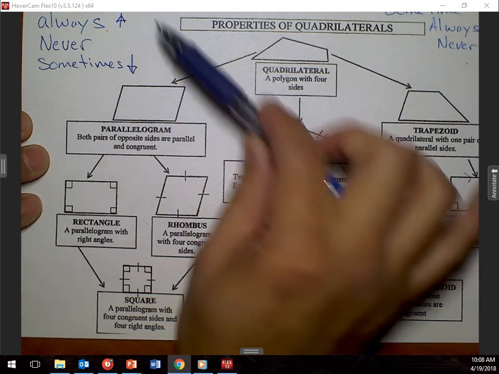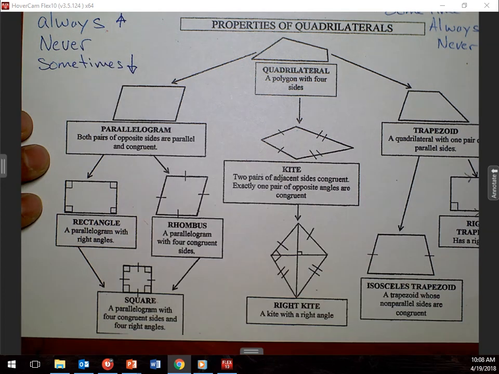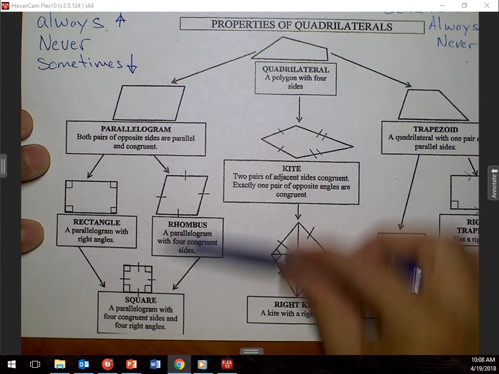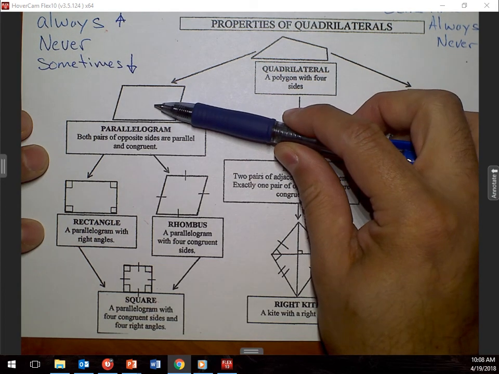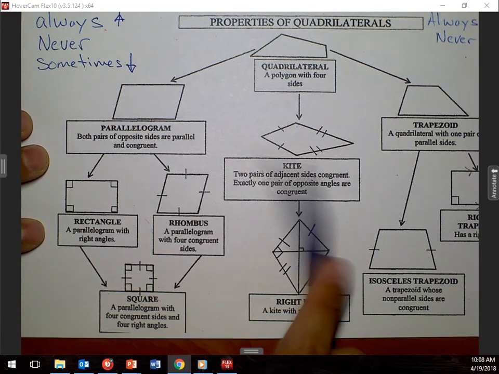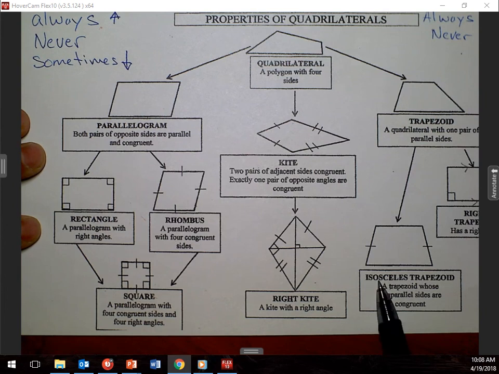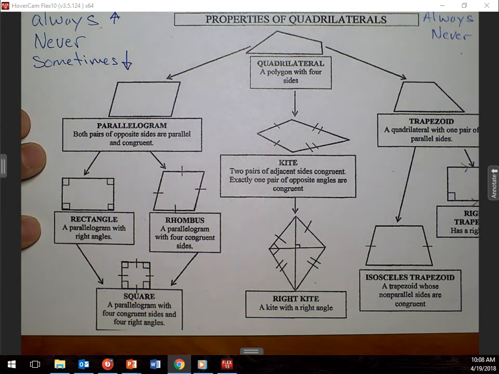This is the flow chart. This is what you're adding to it. Sometimes, always, and never. So if it goes up, it's always. If it goes down, it's sometimes. And if it's in a different branch, it is never. So is an isosceles trapezoid a right trapezoid? Never. That's a never.